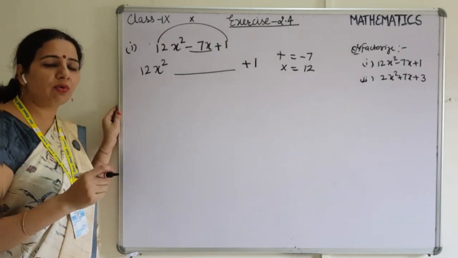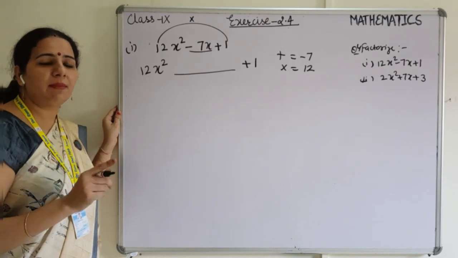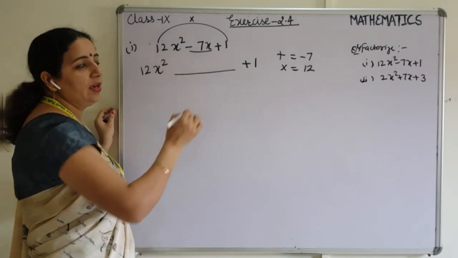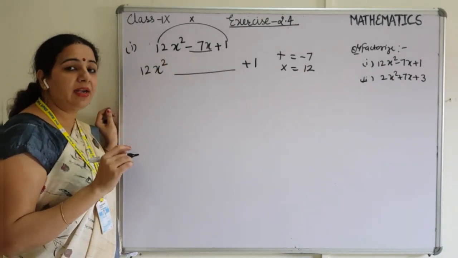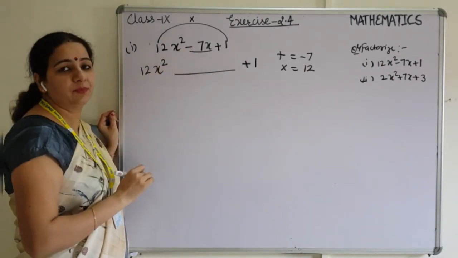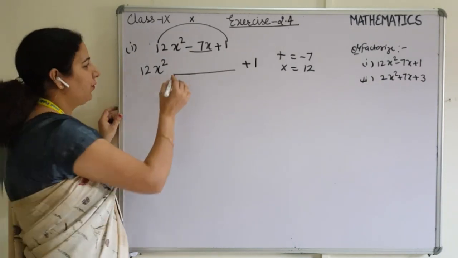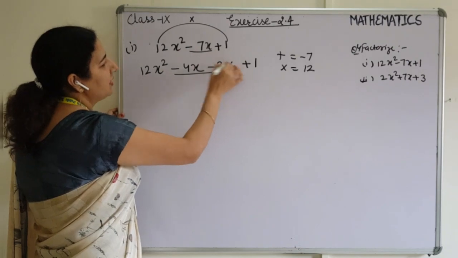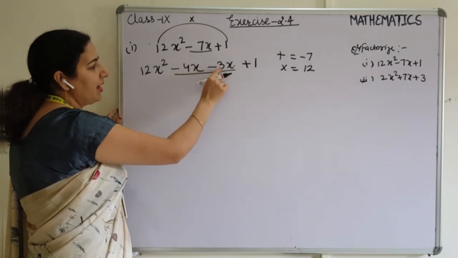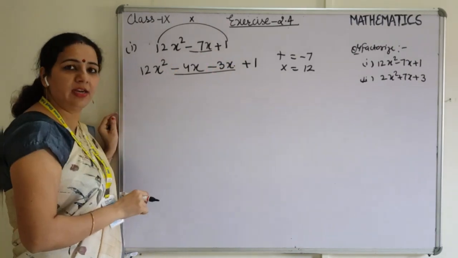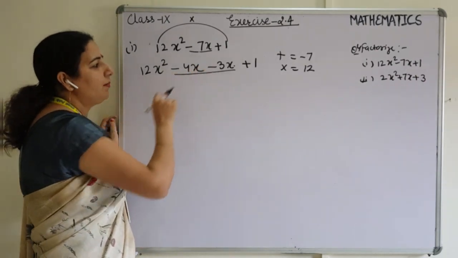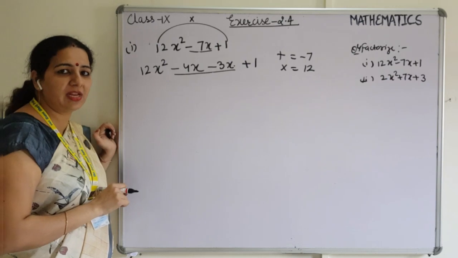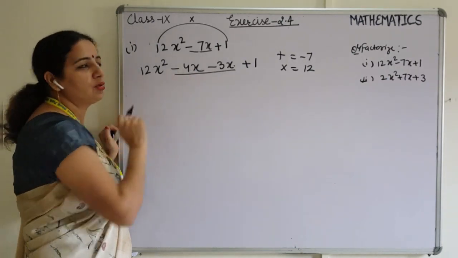As we are talking about the addition, it means both the numbers will be of the same sign. So 3 into 4 is 12, but I need minus 7. So minus 3, minus 4. So minus 4x minus 3x. Just see, minus 4x minus 3x, is it minus 7? Yes. Minus 4 into minus 3 is it plus 12? Yes. Multiplication is plus 12, so it means these values are right.